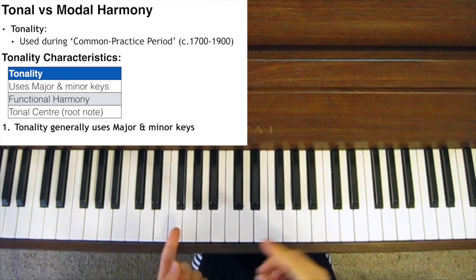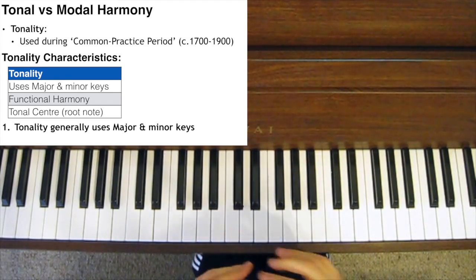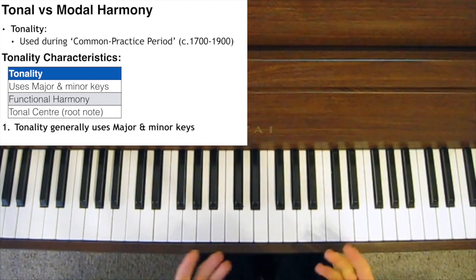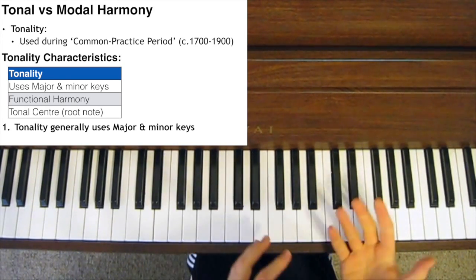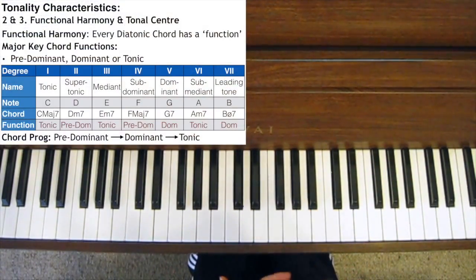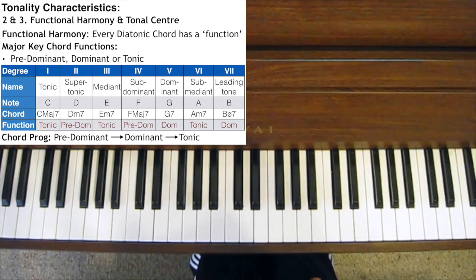Now, tonality has the following features. It generally uses major or minor keys, it has a functional harmony, and it has a tonal center, that is, it has a root note. So the first one's easy. Tonal music is generally written in a major or a minor key, so either in C major or some kind of C minor, say like C natural minor or C harmonic minor. Now, the second and third points are that tonality uses a functional harmony and has a tonal center. Again, that is a root note or a tonic chord.